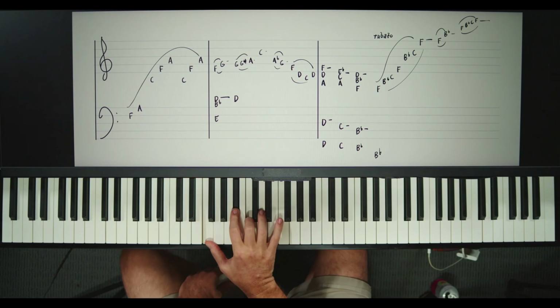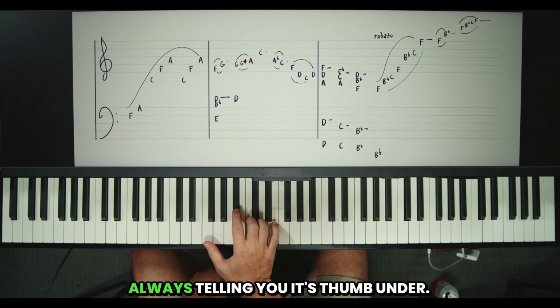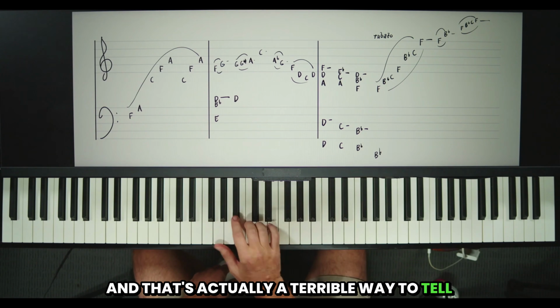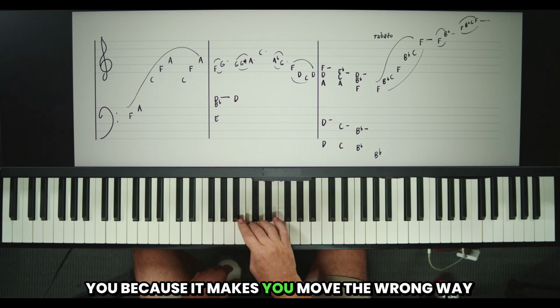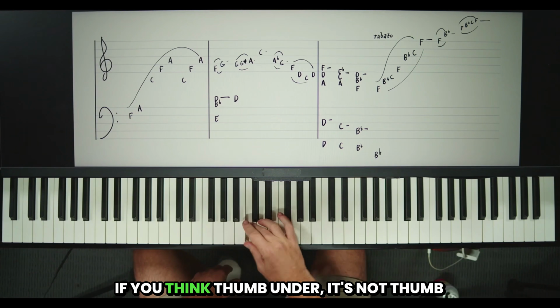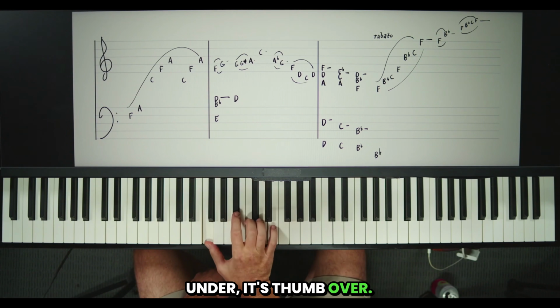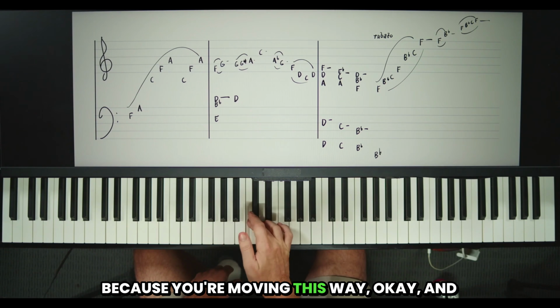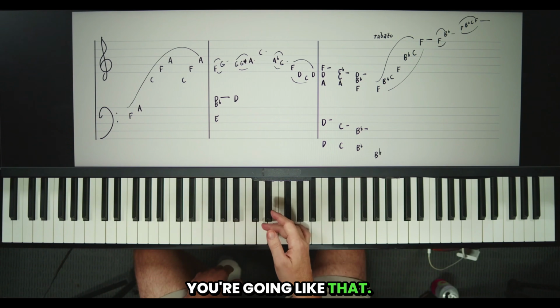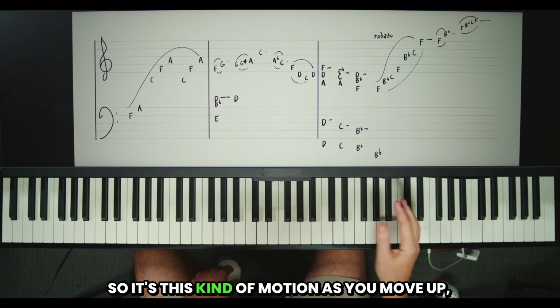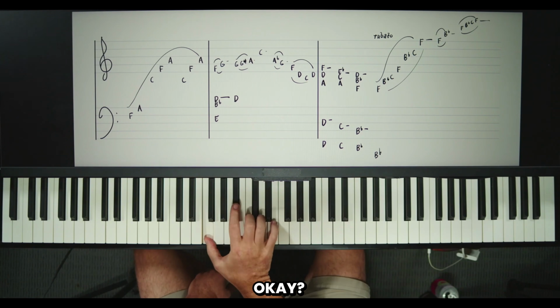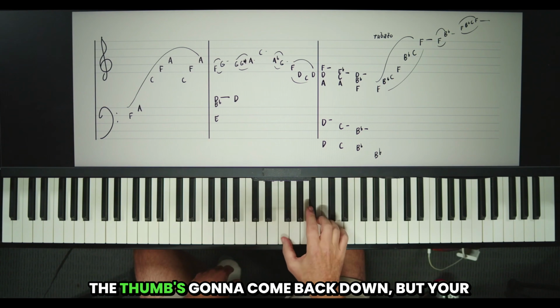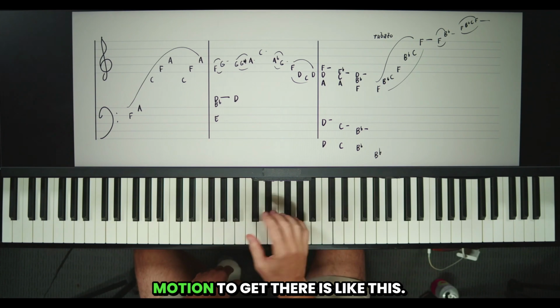Now, when you take traditional piano lessons, teachers are always telling you it's thumb under. And that's actually a terrible way to tell you because it makes you move the wrong way physically if you think thumb under. It's not thumb under, it's thumb over. Because you're moving this way, okay, and you're going like that. So it's this kind of motion as you move up, okay? Think thumb over. The thumb's going to come back down, but your motion to get there is like this.